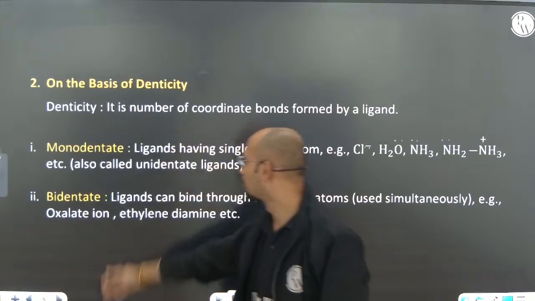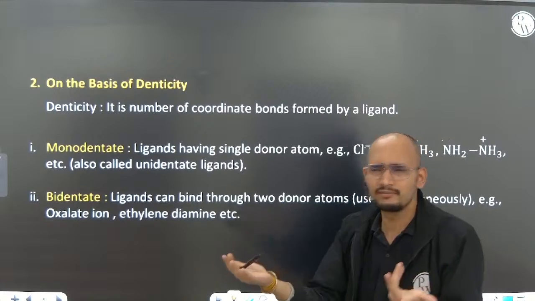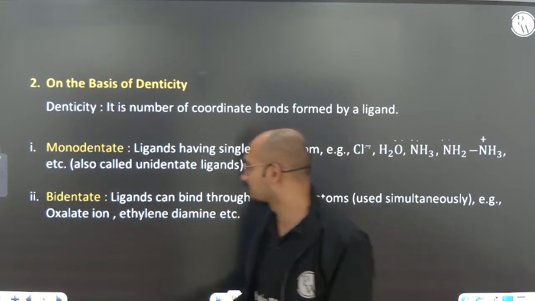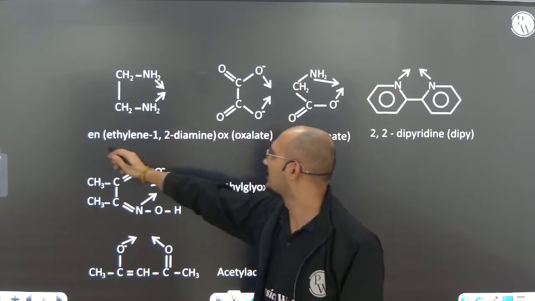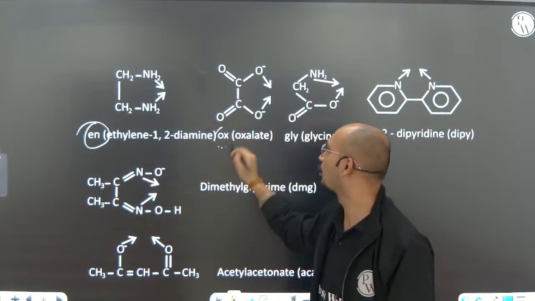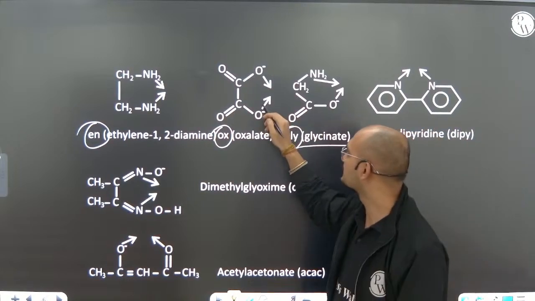Next, monodentate, I have told you. Bidentate ligands are those that can form two bonds. Not a big deal. Good examples are ethylene diamine, oxalate, and glycinate. You can see that ethylene diamine, we just call it en. Oxalate is ox, glycinate is gly.